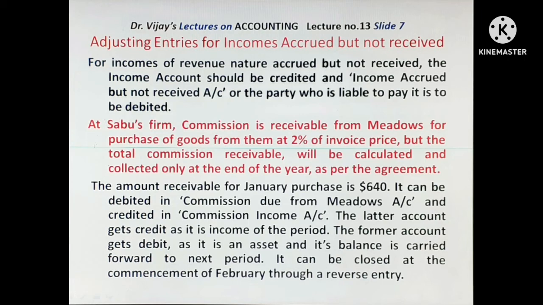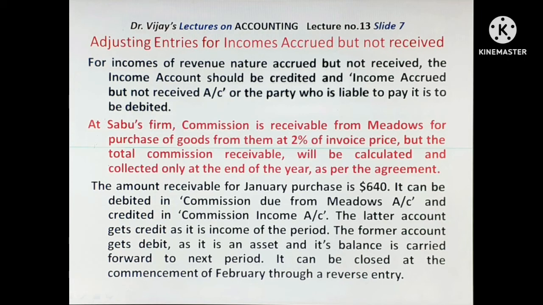At Sabu's firm, commission is received from Meadows for purchase of goods from them at 2% of invoice price. But the total commission receivable for the year will be calculated only at the end of the year and given at that time only, as per the agreement. The amount receivable for January purchase, $32,000, is $640. It should be shown as income in the profit and loss account prepared for the month of January.